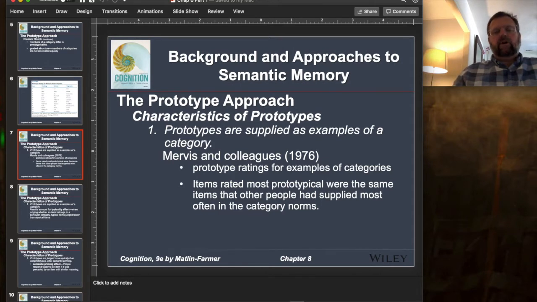when you supply prototypes as an example of a particular category, items rated most prototypical for a particular category were the same items that other people had supplied most often in their category norms. So what that tells us is that people tend to have similarities in terms of what they think is a prototype, meaning they seem to share certain ideas about what a prototype actually is and what characteristics should be associated with that particular prototype.